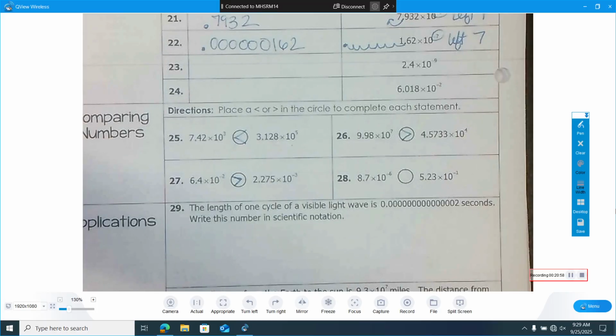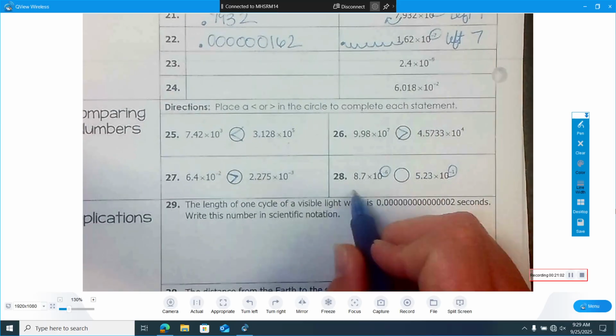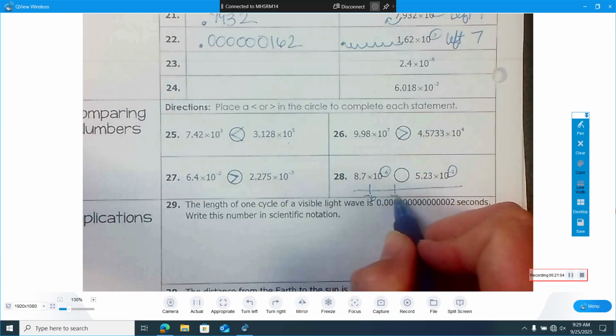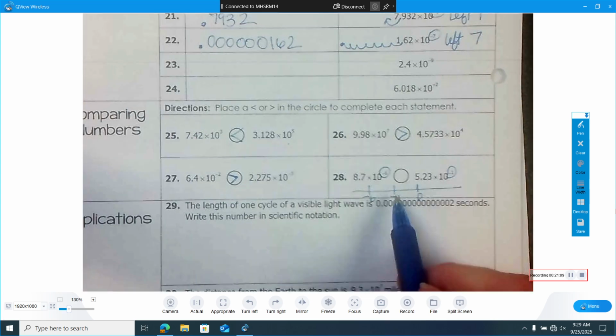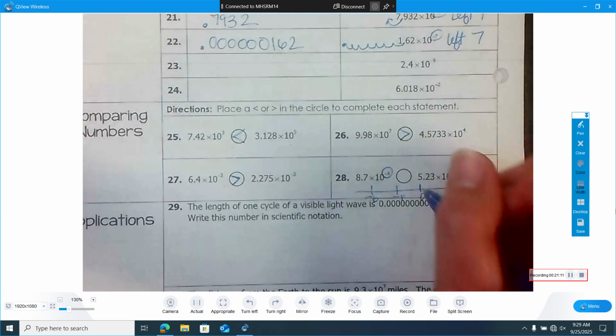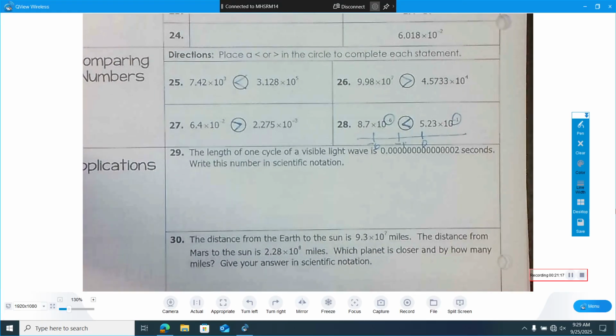All right. At number 28, again, look at those exponents. You think about your number line. Negative 6 is here. Negative 1 is there. 0 is here. Which one's larger? The negative 1 is farther to the right-hand side. That's going to always give us a larger value. Cool. All right.